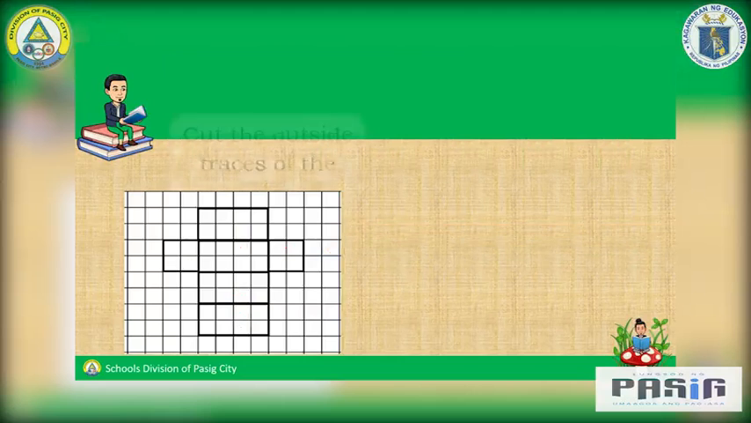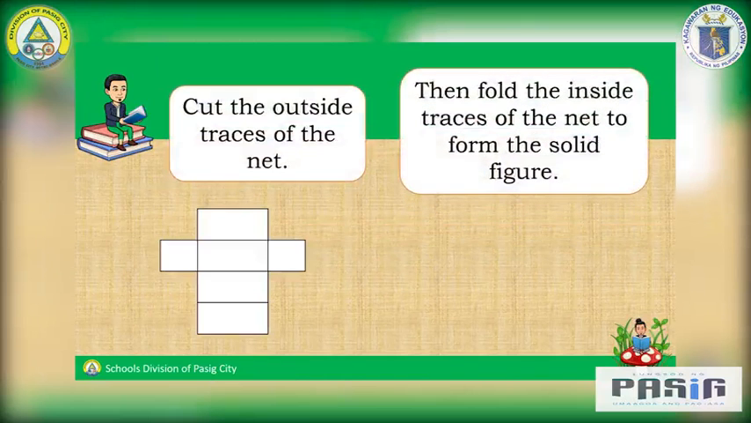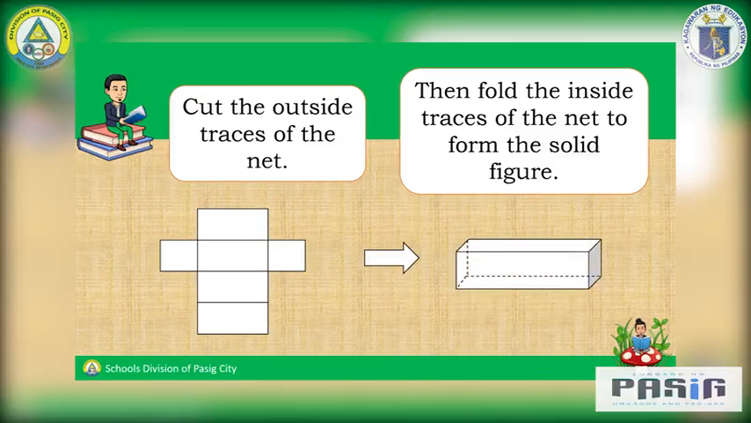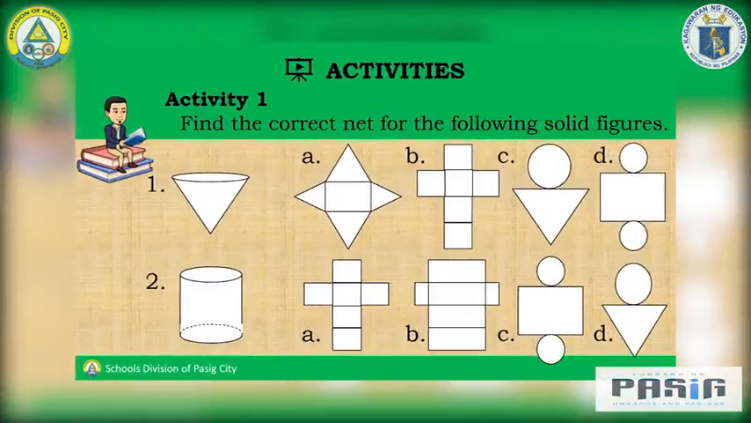Nets of a rectangular prism are made up of rectangles and squares. After drawing the net, you cut the outside traces of the net. Then fold the inside traces of the net to form the solid figure. And you are done. You now have the box for the container of the gifts. Did you follow the directions correctly? Very good.